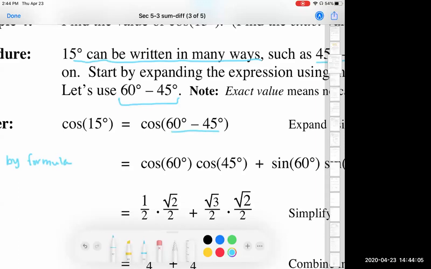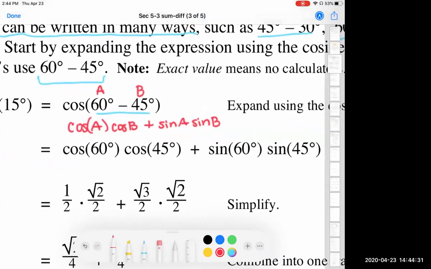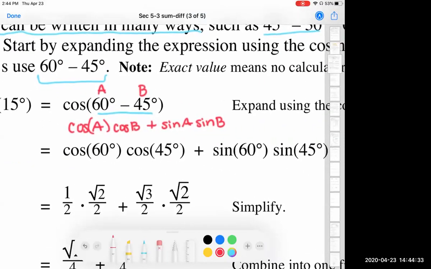Now he doesn't write it here, but it's always a good practice to write down your formula. So this is coming from cosine of A, so this is A and this is B. This comes from cosine of A times cosine of B. It's a minus, so we'll write plus sine of A times sine of B. And this is where this formula comes from, where that equation comes from our formula in our first page.